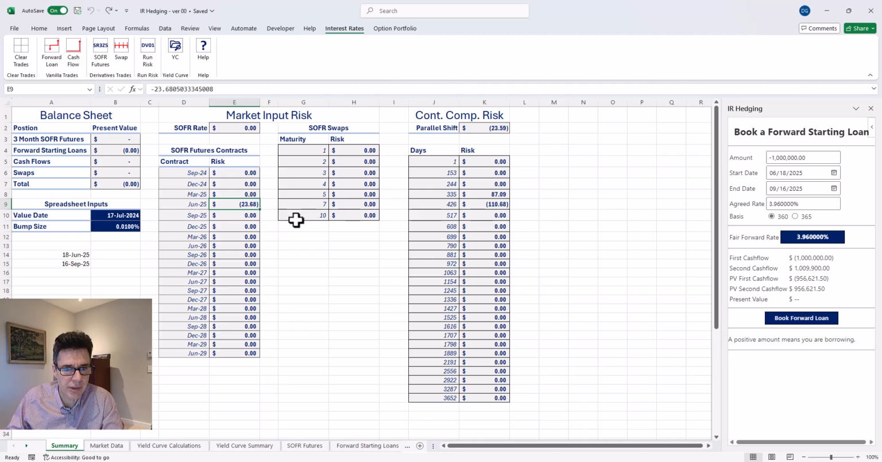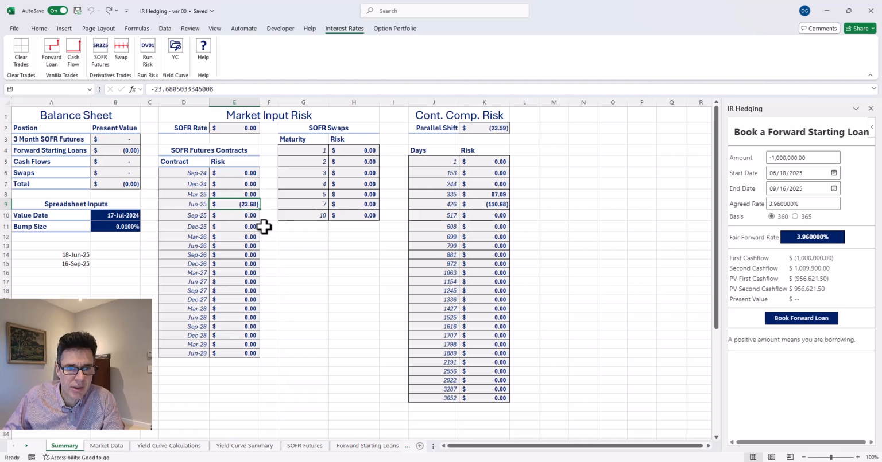So one way to look at all this is SOFR futures contracts make or lose $25 per basis point. We are losing approximately $25 per basis point when rates go up. Therefore, we should go short one SOFR futures contract.